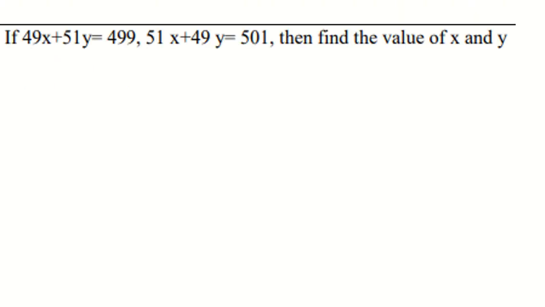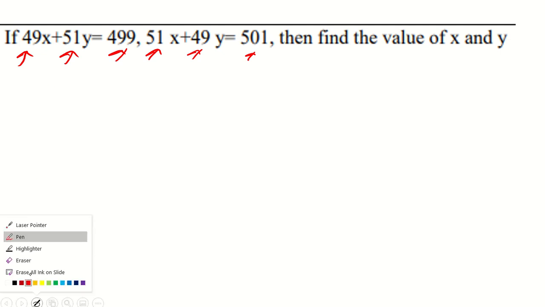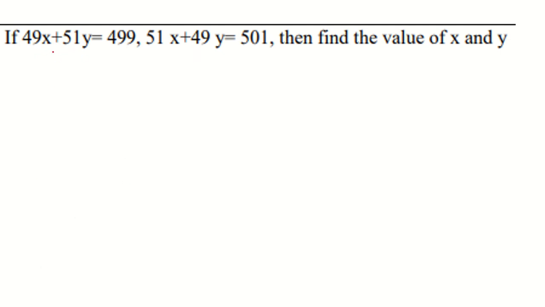Now next is, if 49x plus 51y is equal to 499 and 51x plus 49y is equal to 501, then find the values of x and y. Now my dear students, don't panic with these big numbers. Why? Because we have another way to solve this. And what is that way? Just reduce it to a standard, simple equation. So what we are going to do is first just add them. Add the equations, what will you get?